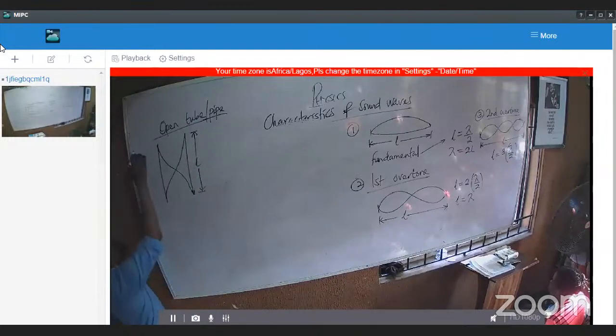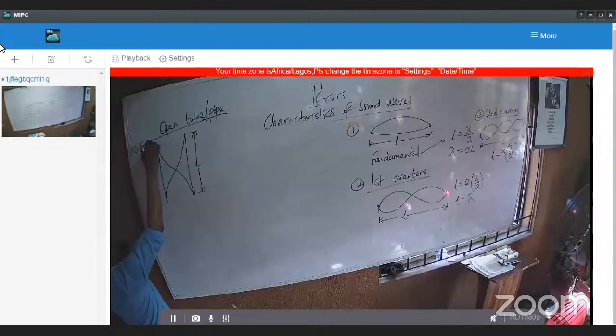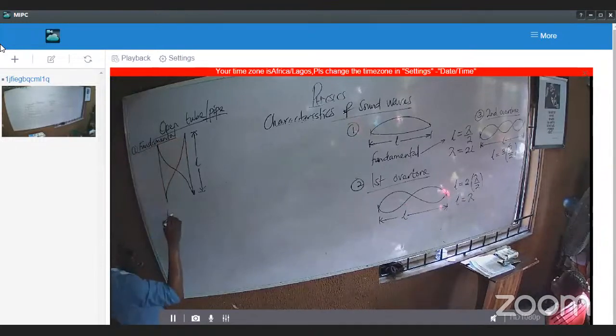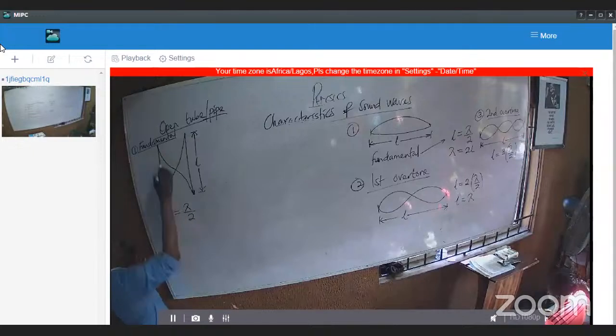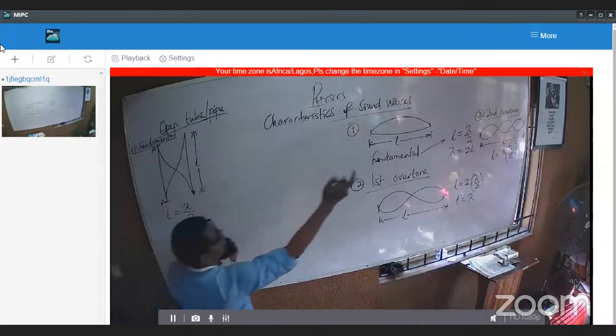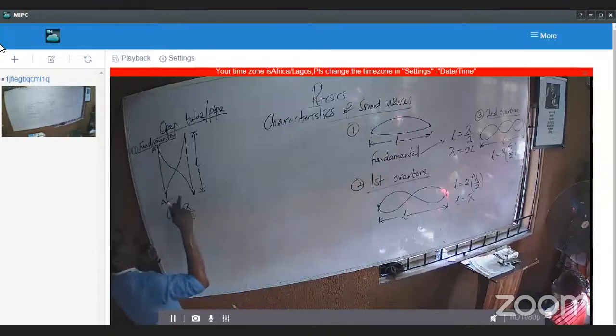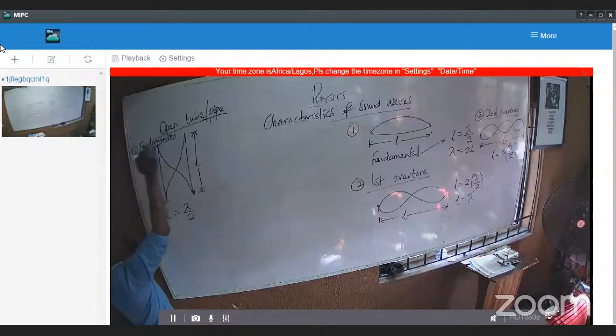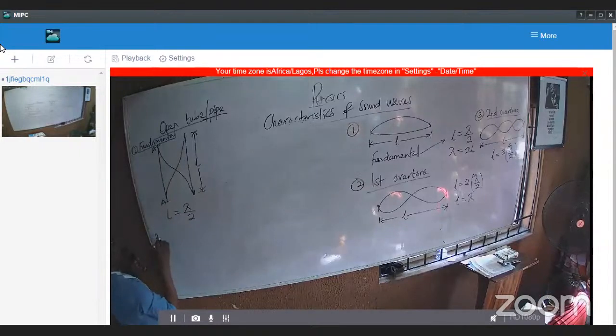This is the fundamental stage. So our L is lambda over 2. But this is an antinode. So our L is lambda over 2, the same thing as with the string. What happened in the string is what happened in the open tube. So the same thing, number 2 now. First overtone.